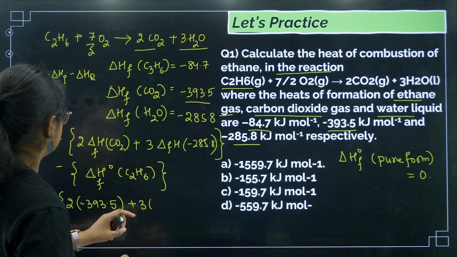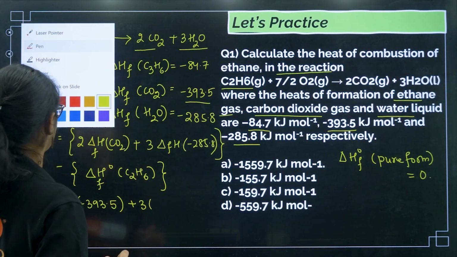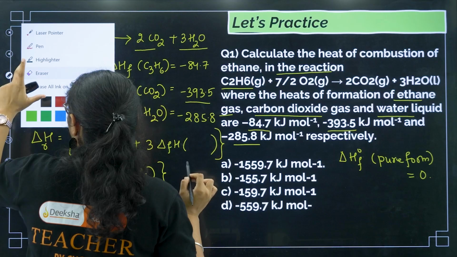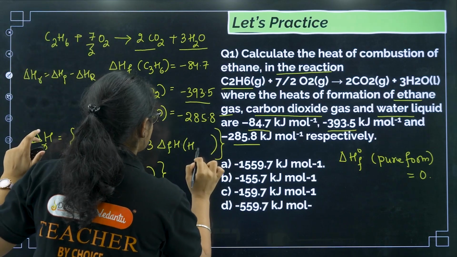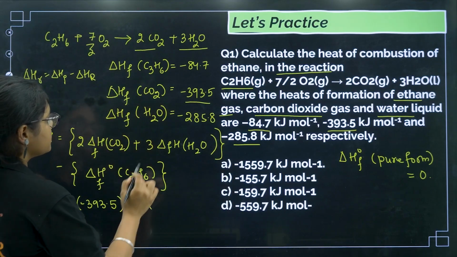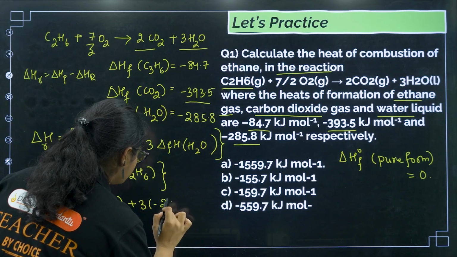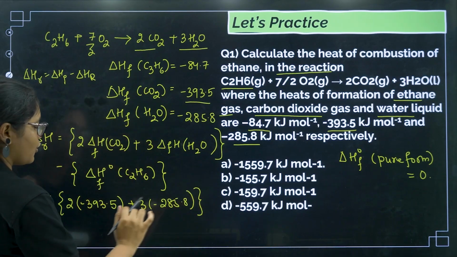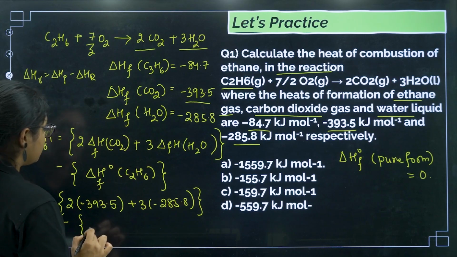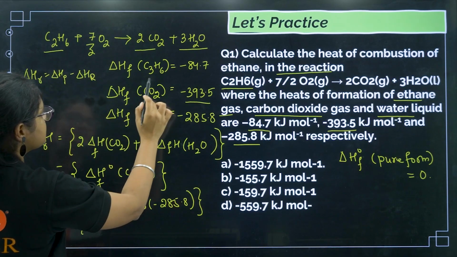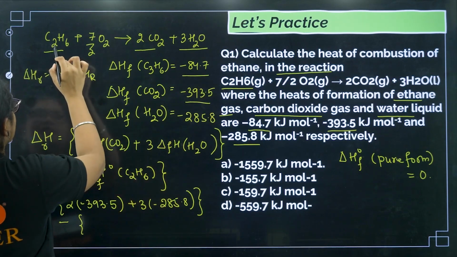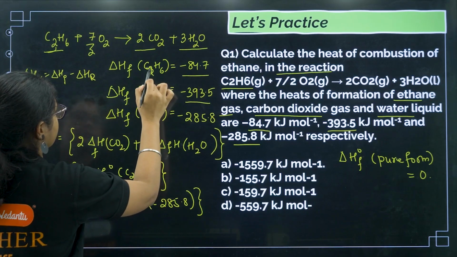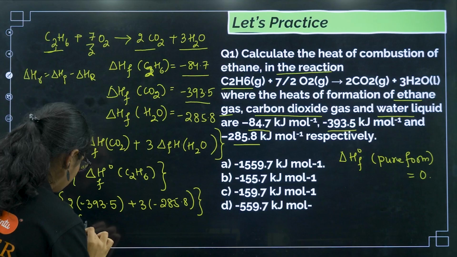One second, here I have written wrong, we will not write the values now. Okay, I have just written the substitution. So 3 times the enthalpy of formation of water, that is 3 into minus 285.8. Okay, so this is over for products, right? Then minus enthalpy of reactant. So C2H6 only, sorry. Yeah, C2H6 is minus 84.7.